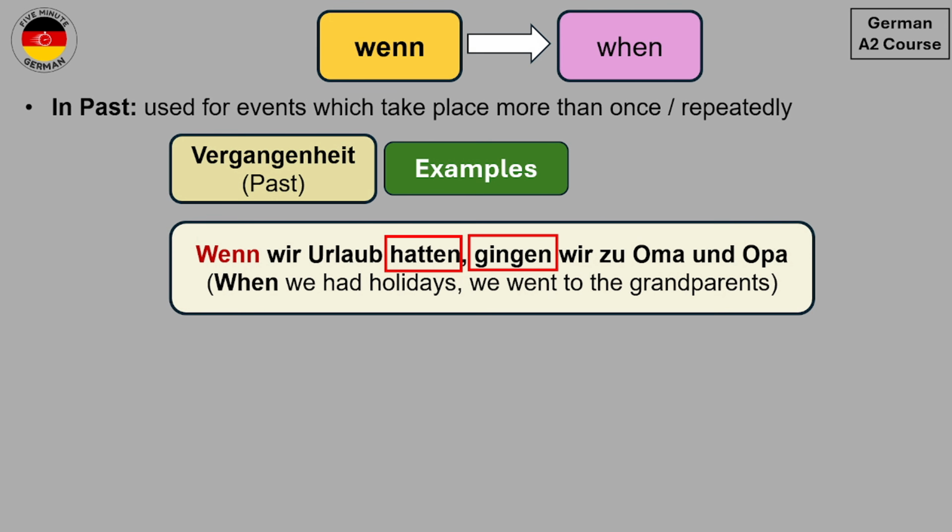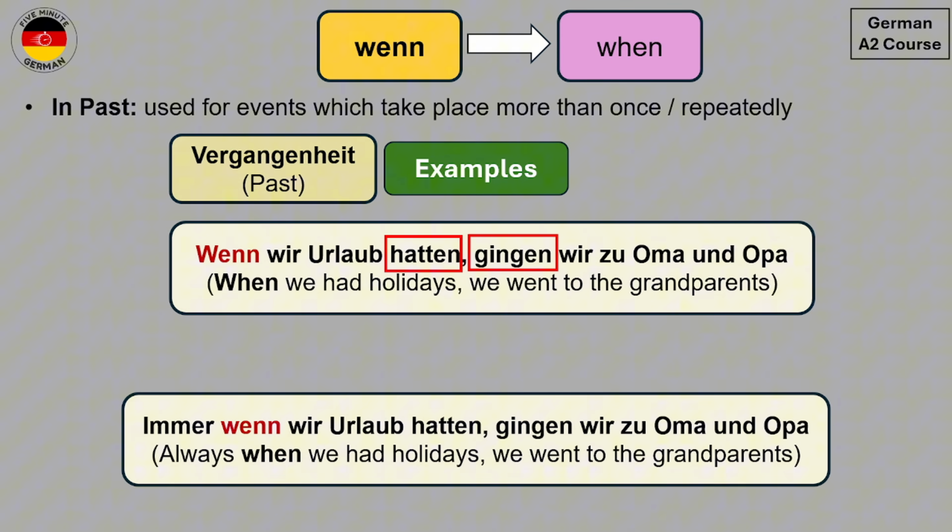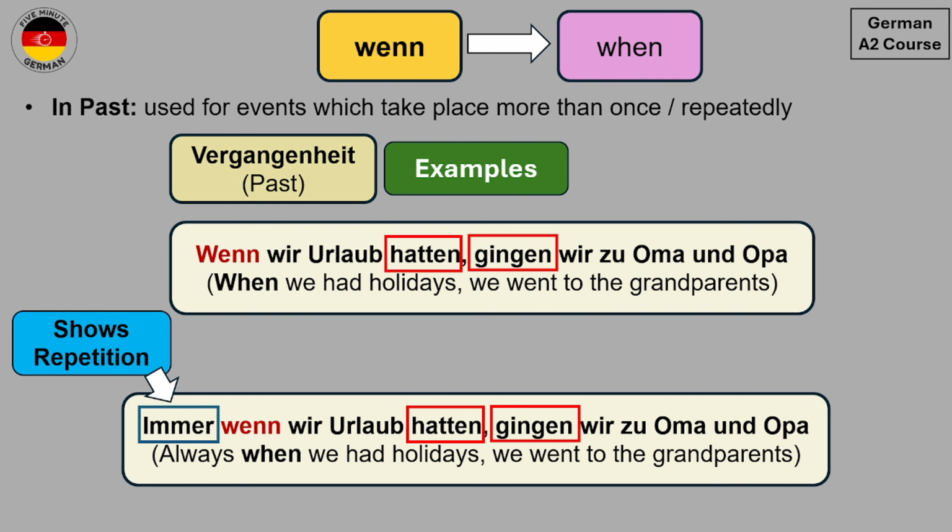So let's rewrite this sentence over here with one of the words which show repetition. So I can write this sentence as immer wenn wir Urlaub hatten, gingen wir zu Oma und Opa. Always when we had holidays, we went to the grandparents. So you see that now it is more clear that this is a repeated event. And you see that we have not changed anything else. The verbs remain at the same position. The only thing that we have done is that we have added immer at the start, which shows repetition.